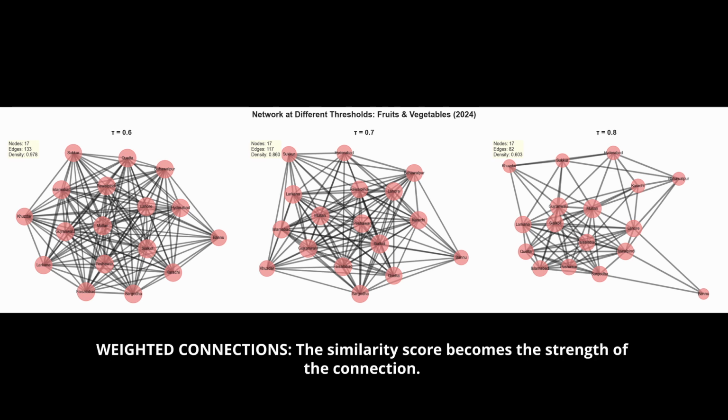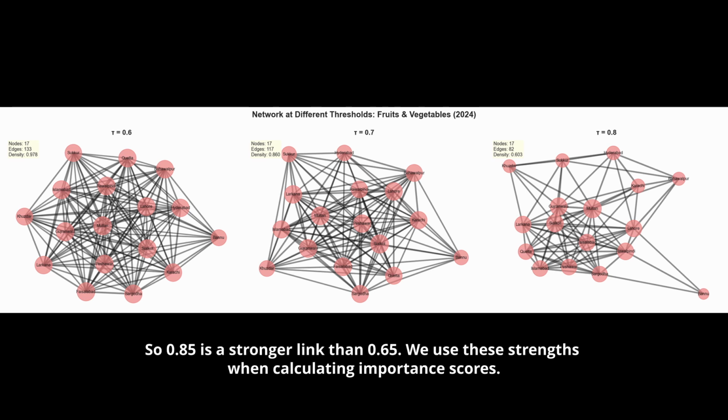Weighted connections. The similarity score becomes the strength of the connection. So 0.85 is a stronger link than 0.65. We use these strengths when calculating importance scores.